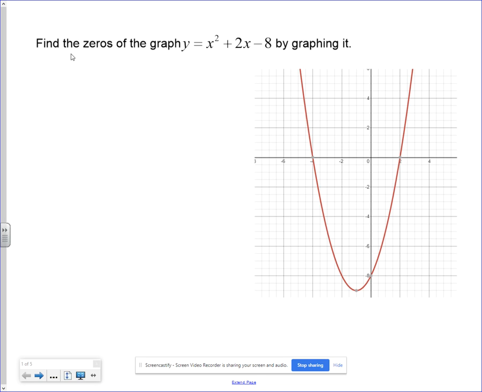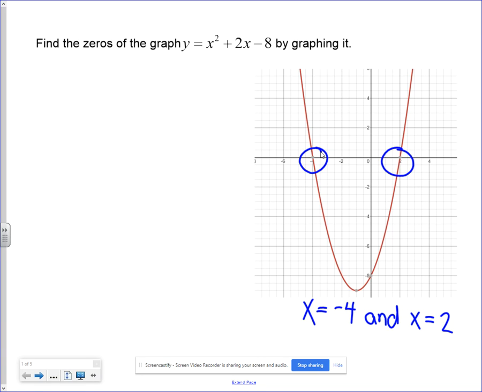Okay, let's look at the equation y equals x squared plus 2x minus 8. We want to find the zeros by graphing it. So we go to Desmos and we graph it. If you recall, the zeros are where it crosses the x-axis. So the zeros are right here and here. So the zeros are x equals -4 and x equals 2.